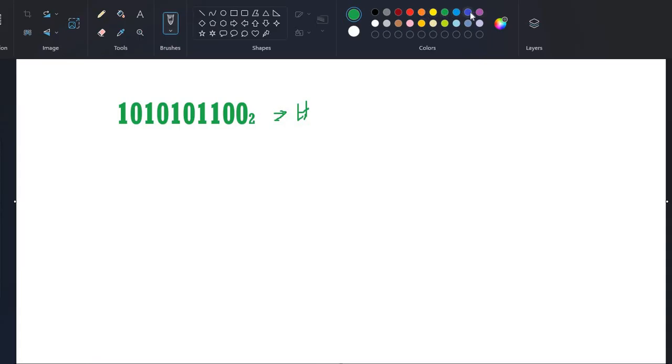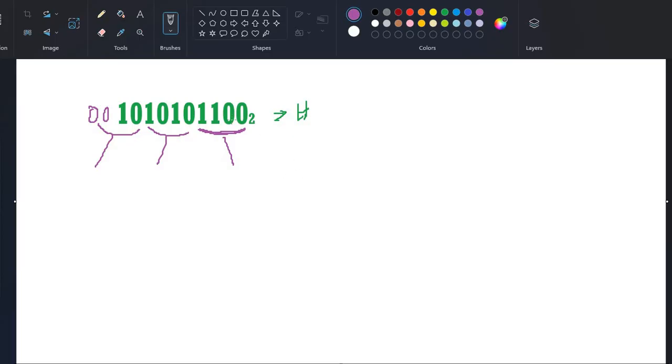First of all, you have to group this number from the right side into 4 digits. Four digits will create one group. Next 4 digits will create another group. Next 4 digits should create another group. So we can add 2 zeros over here. So what is the decimal equivalent of these numbers? We need to write those.